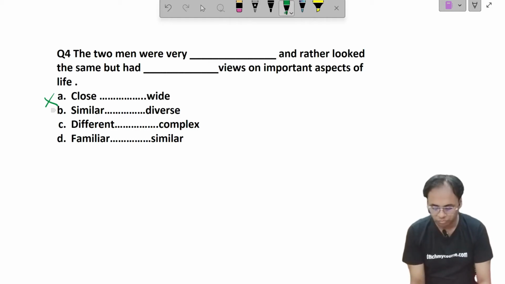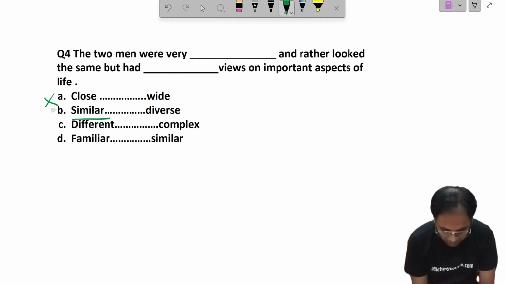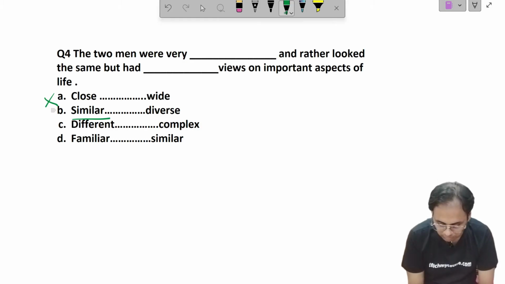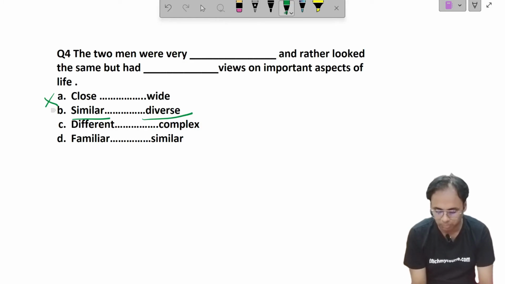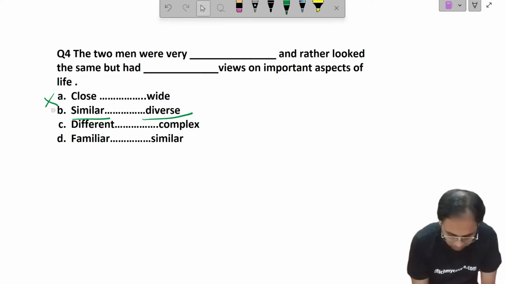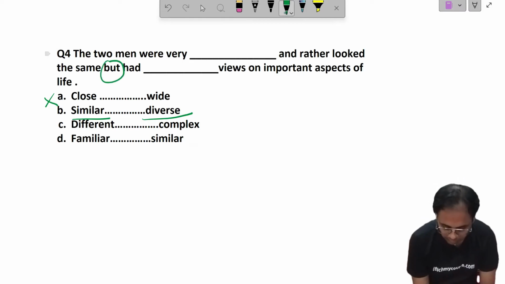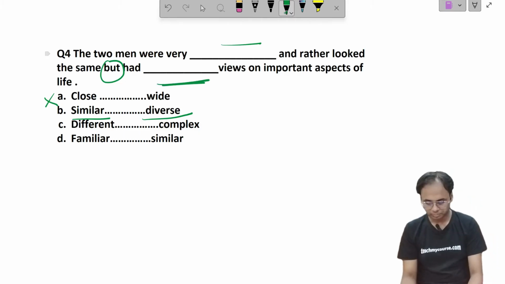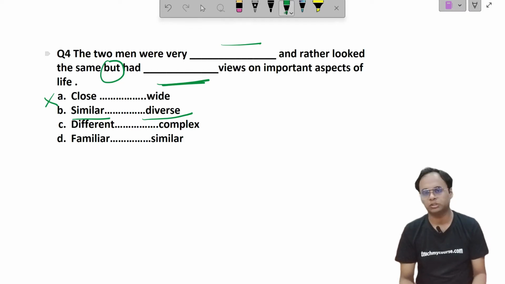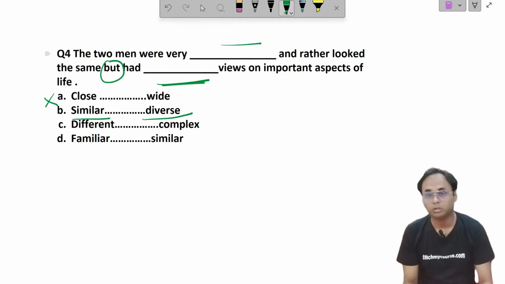Okay, the two men were very similar. Similar makes sense. So the two men were very similar and rather looked the same but had diverse views on important aspects of life. So obviously, "but" comes up. Whatever the meaning here, the meaning after it would be the opposite. So the two men were actually similar, but they had very diverse views on important aspects of life. So this is quite possibly the right option.